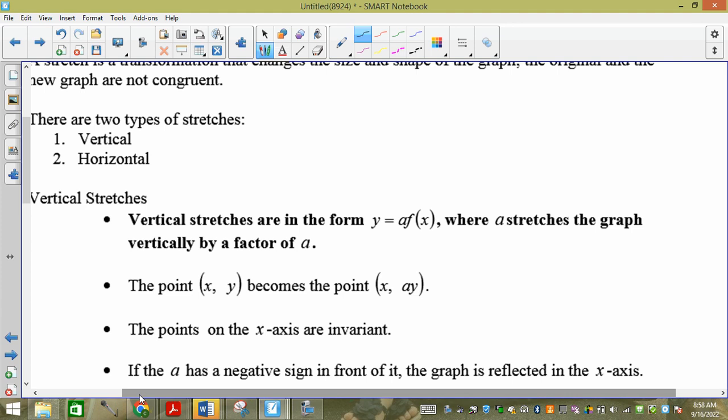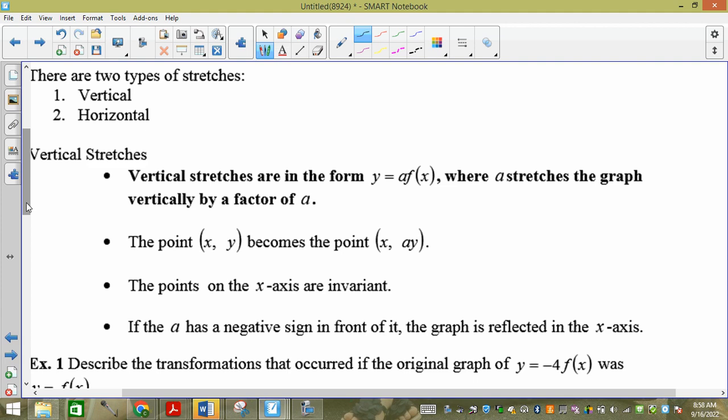We agree? Okay. So vertical stretches are in the form y equals a f of x, where a stretches the graph vertically by a factor of a. The point (x, y) becomes (x, ay). So if I do my mapping, (x, y) becomes (x, ay), because stretches and reflections have to come first before translations. Translations we add or subtract to get to the thing, correct? But stretches and reflections we multiply. That's why I told you they had to come first, because of order of operations. So stretches and reflections will always multiply.